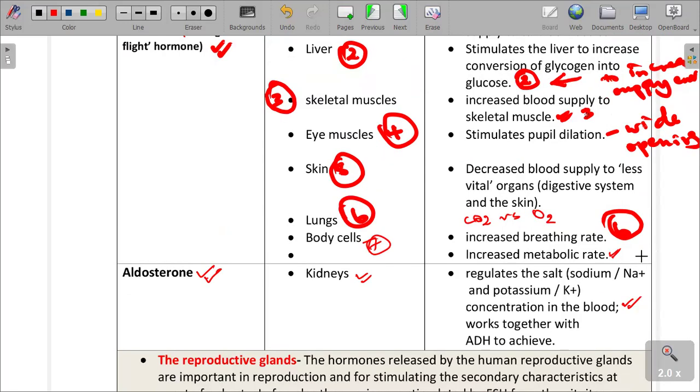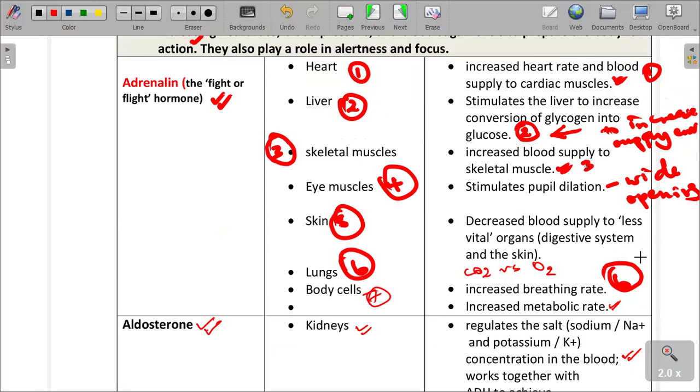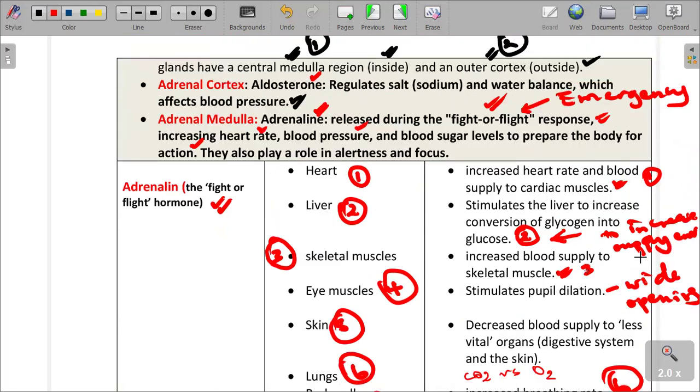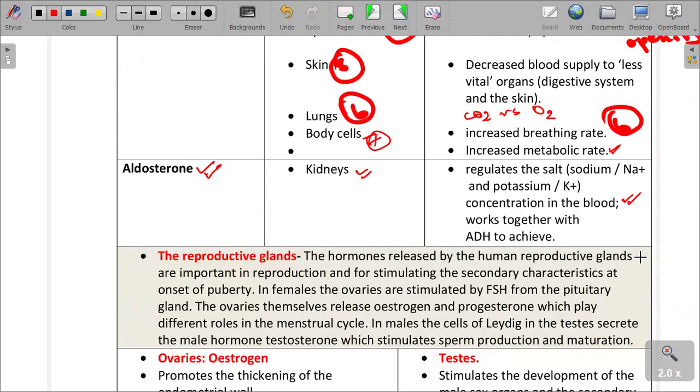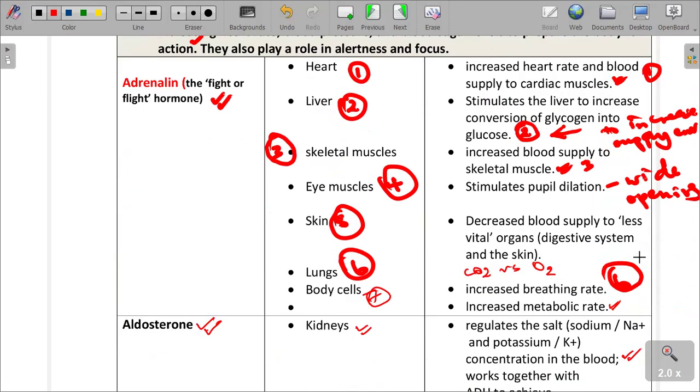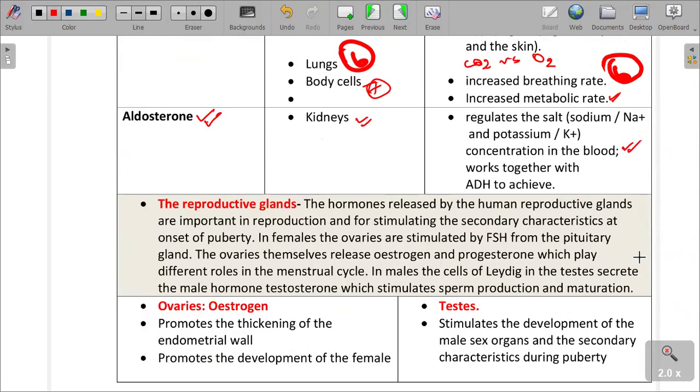So if you can see, this is quite interesting and clear, the aldosterone hormone is produced by the adrenal cortex in order to regulate the salt and water balance, which we also said would affect blood pressure. So it works together with what? With ADH, the antidiuretic hormone that we talked about in the beginning.